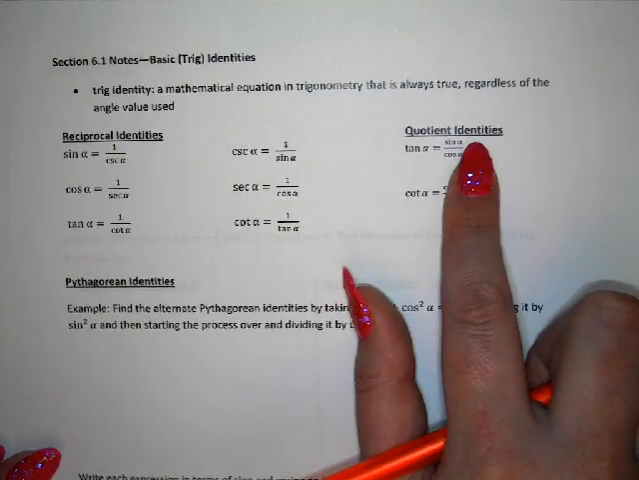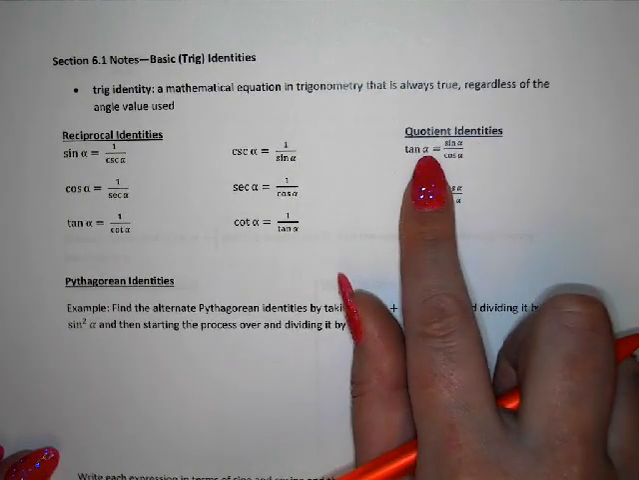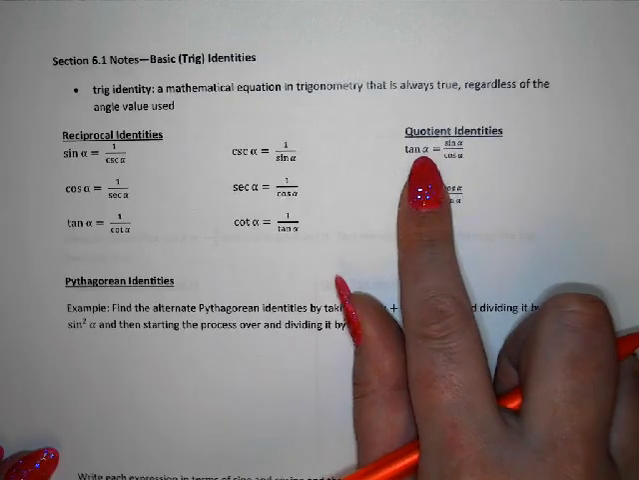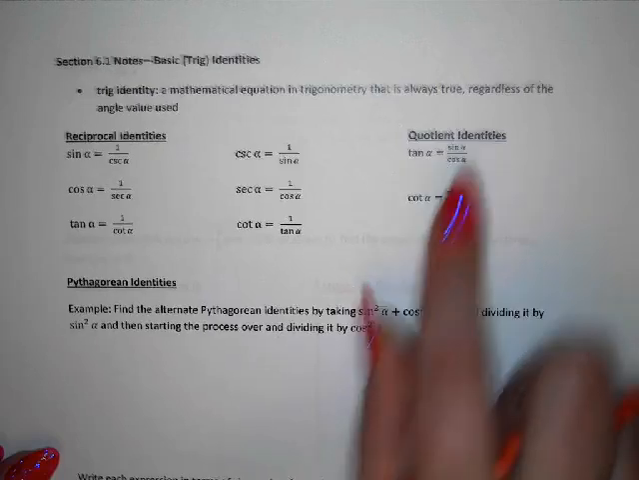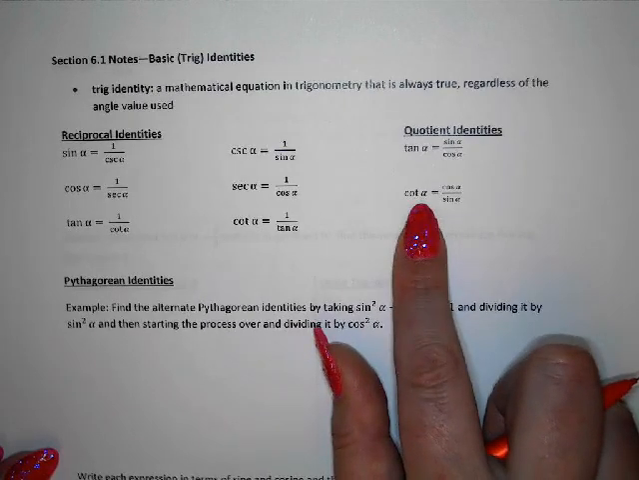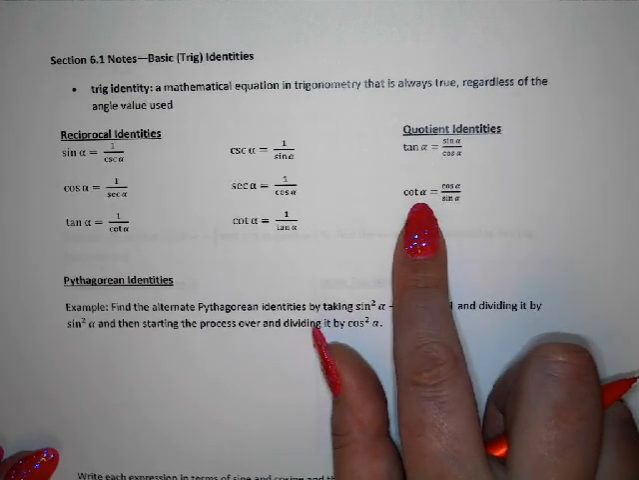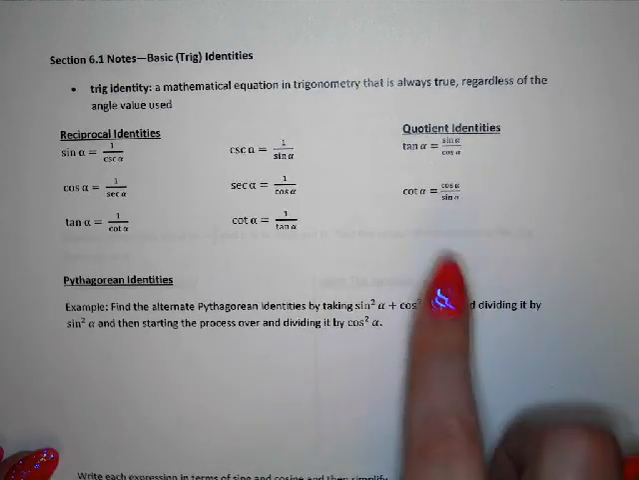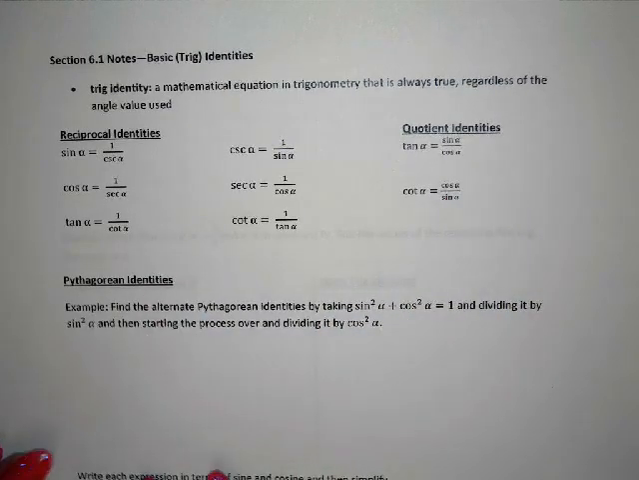And then we have the quotient identities, where we knew from the unit circle that tan was y divided by x, and so that means that tan is sine over cos. Cotangent was x divided by y, and so that means that cotangent is cos over sine. So these are identities that we already know.